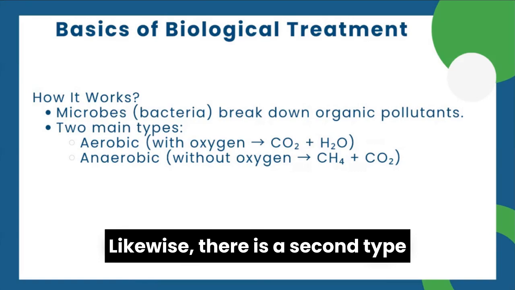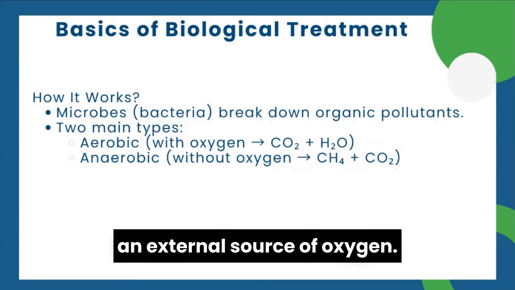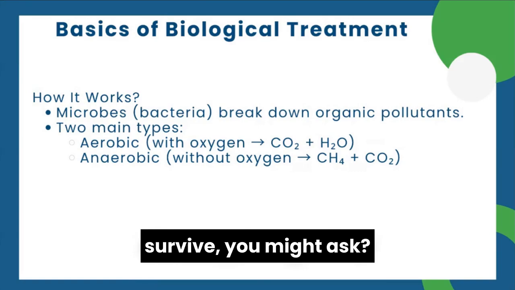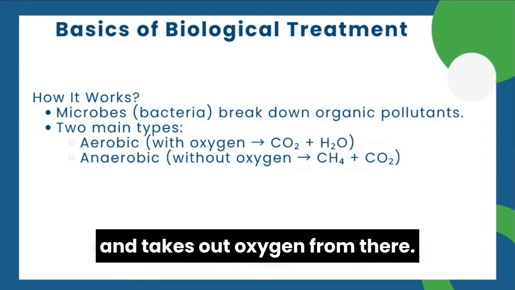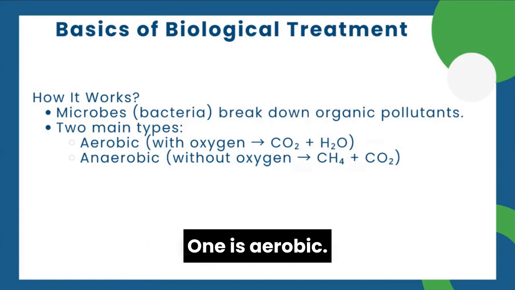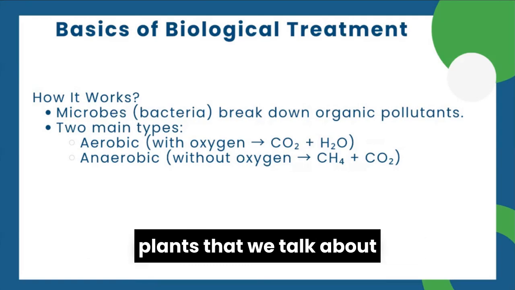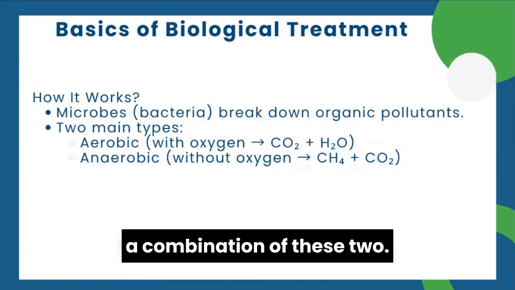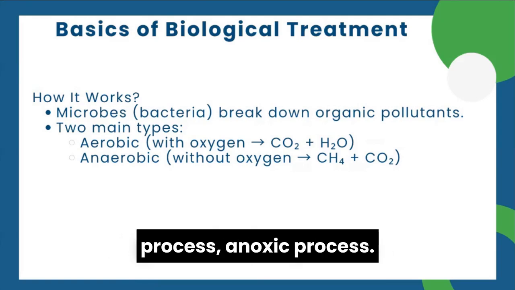Likewise, there is a second type of bacteria, which is called anaerobic bacteria, which does not require an external source of oxygen. If there is no external source of oxygen, how can this survive? You might ask. This basically dissolves the water and takes out oxygen from there. There are two types of main biological processes. One is aerobic, second is anaerobic. In most of the sewage treatment plants that we talk about today, we use these two or a combination of these two.